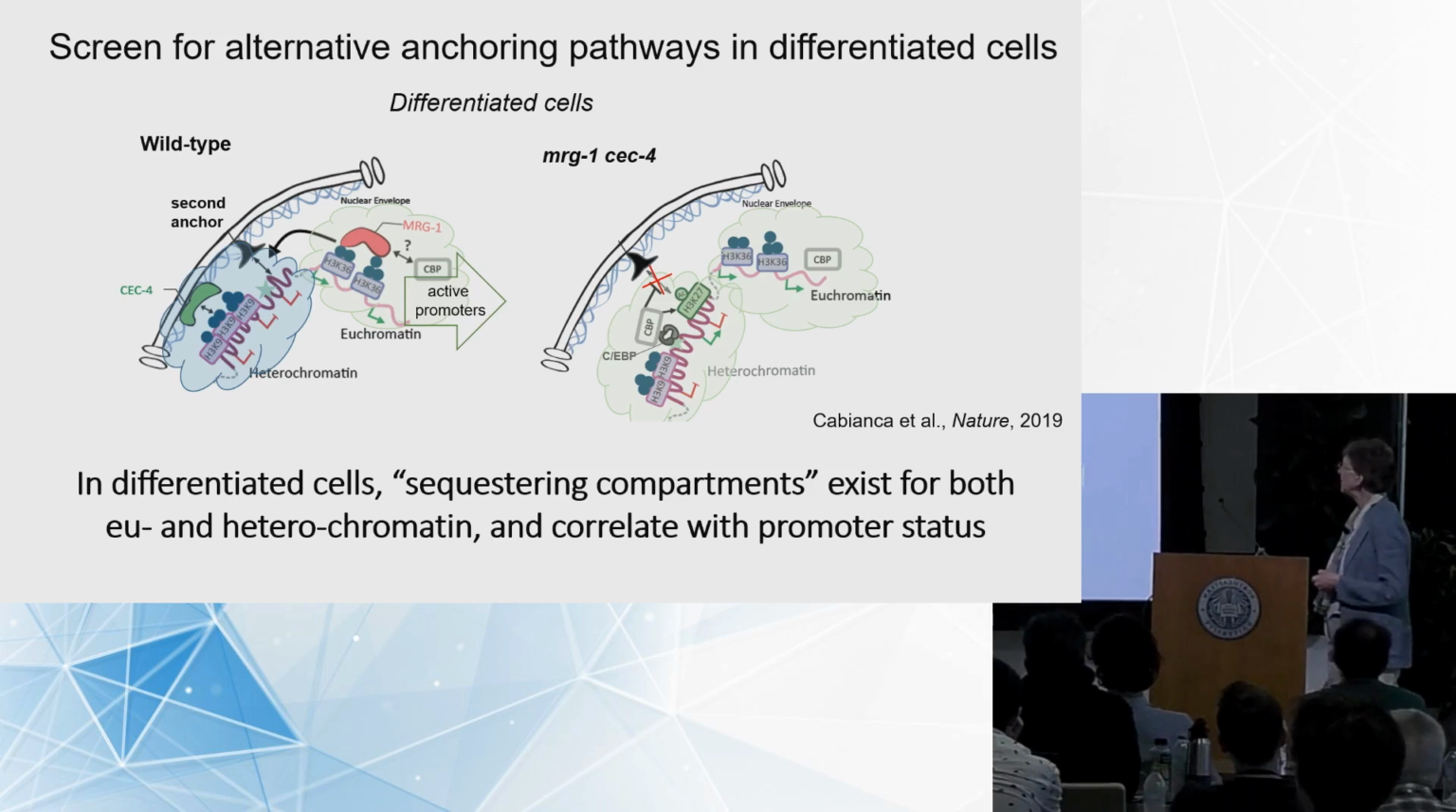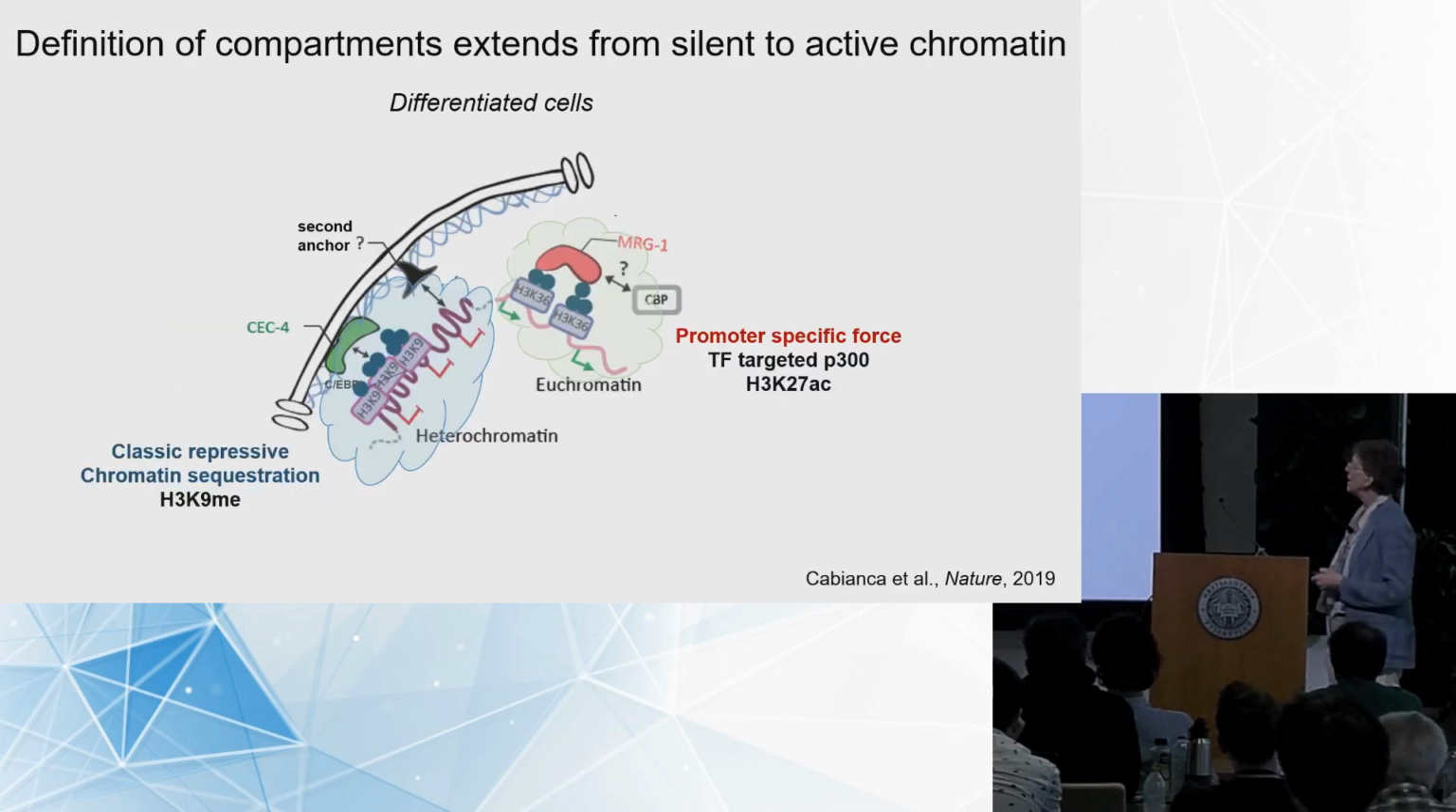It means that in differentiated cells, although this pathway is still functional, there's a second pathway that sequesters inactive promoters, and there is a pathway that sequesters CBP1 or CBP or P300 away. So this is another important finding: the compartments are not only silencing compartments, but active compartments actually have, if you will, a sequestrating force themselves.